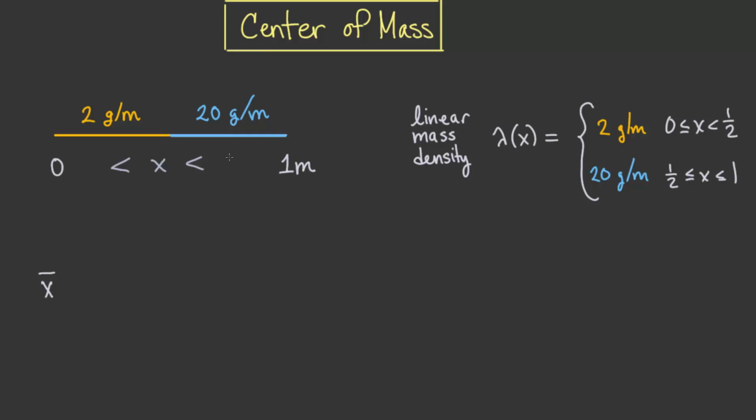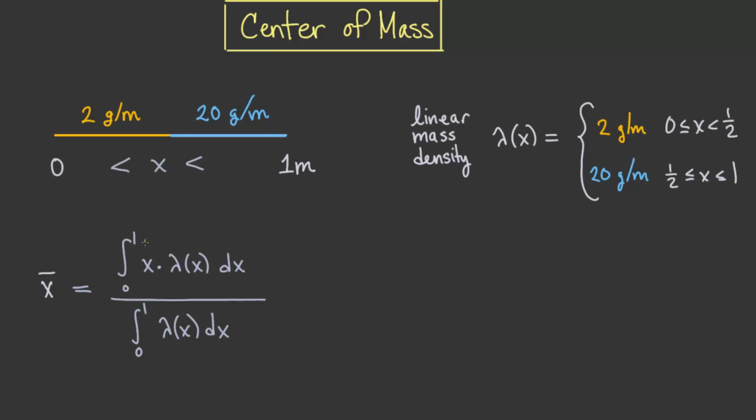Let's go ahead and compute the center of mass. This is the ratio of the integral from 0 to 1 of x times lambda of x dx over the integral from 0 to 1 of lambda of x dx. Notice that the only difference between the numerator and the denominator is this factor of x here.